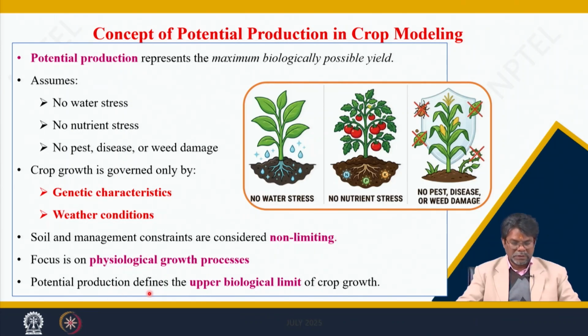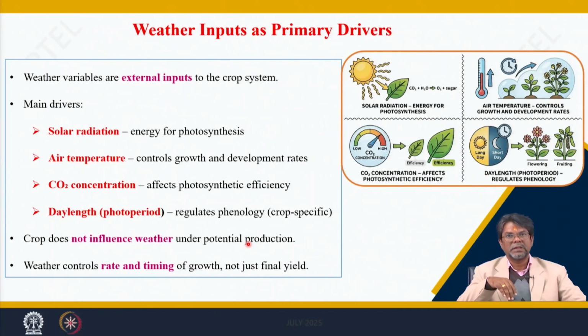The potential production defines the upper biological limit of crop growth. This is the maximum production which can be attained with the optimum weather parameters. Again I can repeat that for potential production, all the other modules are switched off in this crop model: the management modules and the pest and disease modules are switched off.